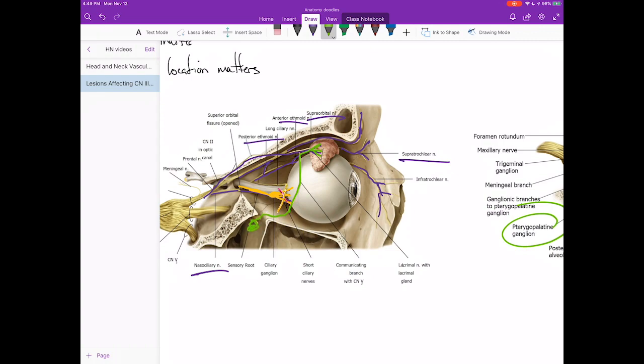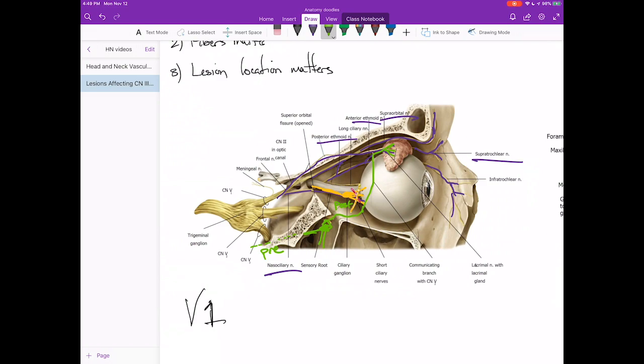And here is the ganglion. And the fibers coming from the Vidian canal or the pterygopalatine canal came that way. So these are preganglionic over here, and these are postganglionic. Okay, so what does this have to do with cranial nerve 5?